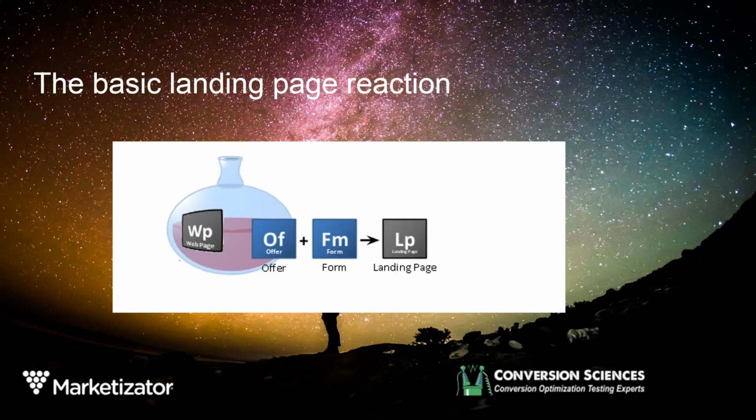So the basic landing page form is pretty simple. We want a pure solution of web page, and I'll talk a little bit about that. And then we're going to mix in two very simple components. We're going to mix in an offer, and we're going to mix in some form. So we've got an offer, a reason for them to take action, and we have a way for them to take action through the form. This gives us our most basic landing page.